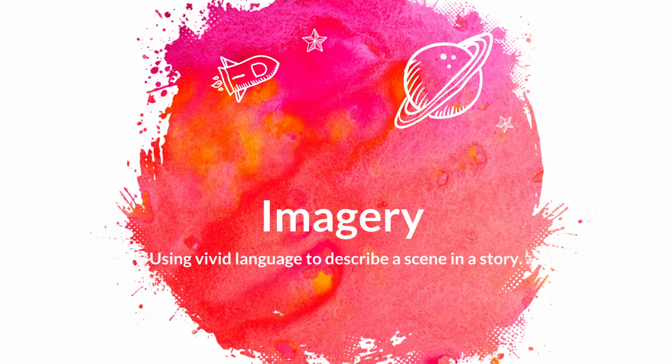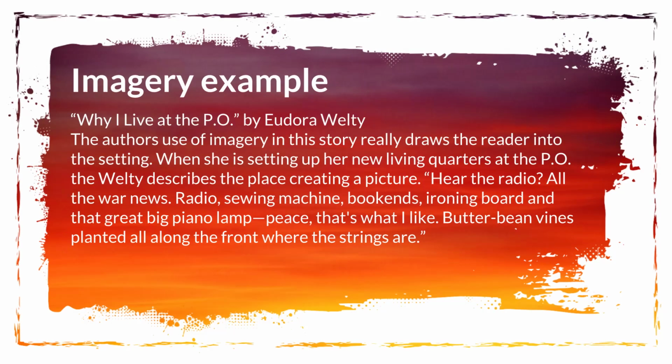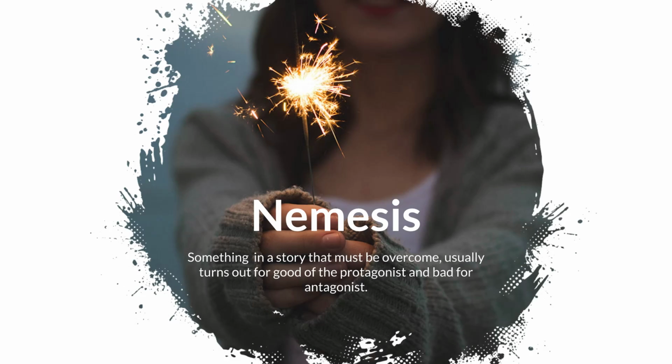Imagery, using vivid language to describe a story or a scene. I chose Why I Lived at the P.O. because at the end, the author's use of imagery really drew me into the setting where she was at the P.O. When she's setting up her new living quarters at the P.O., she describes the place, creating the picture, through the radio, the war news, all the sewing machines, everything. Even her plants that were planted outside.